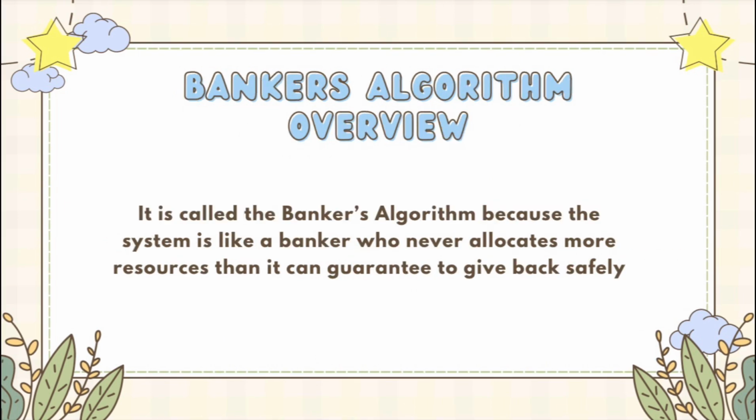Now we see the Banker's algorithm overview. It is called the banker's algorithm because the system is like a banker who never allocates more resources than it can guarantee to get back safely. We are talking about the banker's algorithm where we allocate resources and it is guaranteed they are given back safely. That's the main overview of the banker's algorithm.